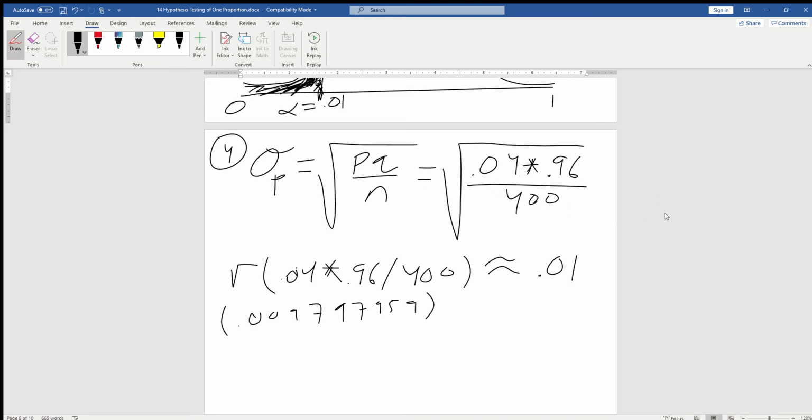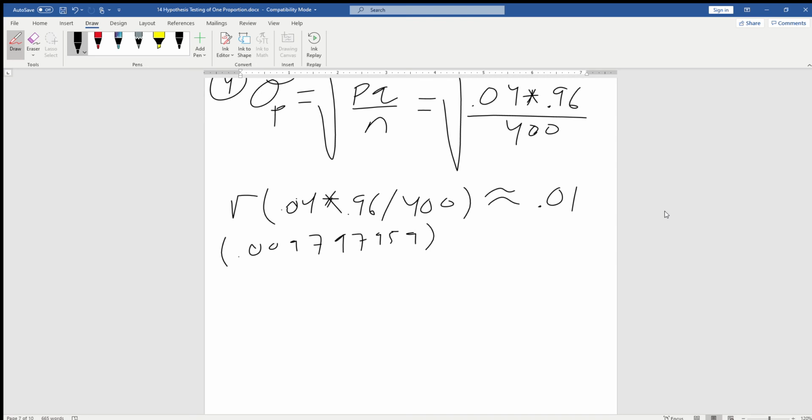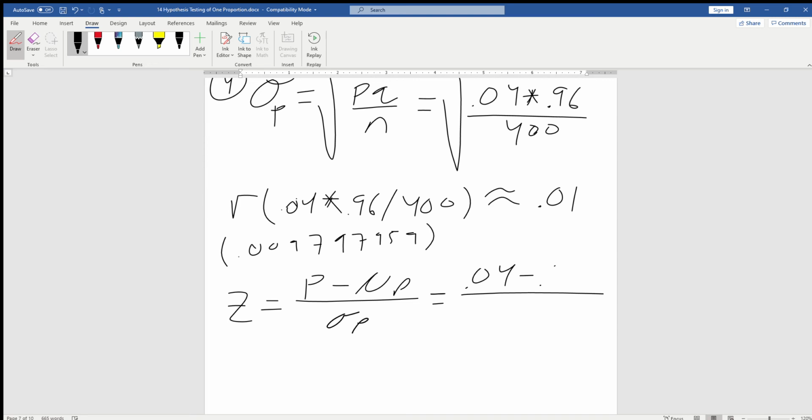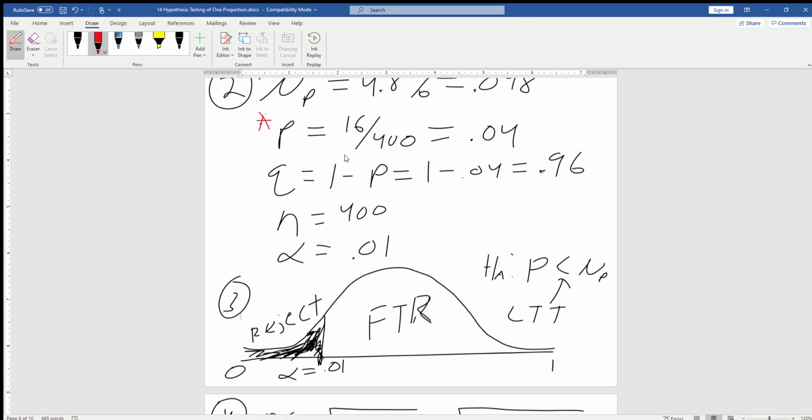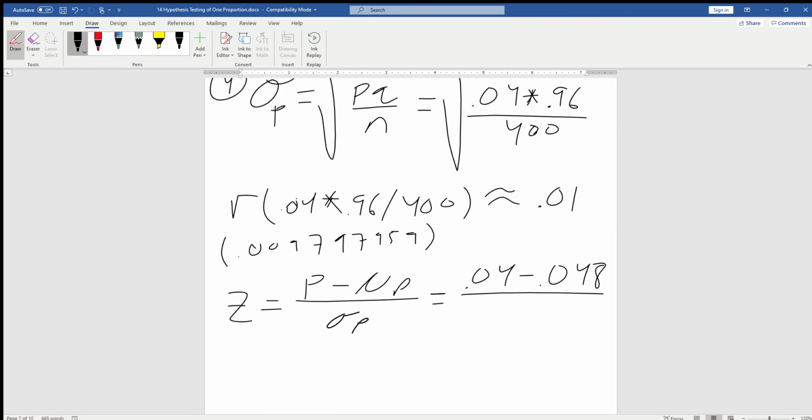Once we have that, now we can find the z-score. Z is p minus mu sub p divided by sigma sub p. We know that p is 0.04. We know that mu sub p is 0.048. I'm getting these numbers all the way back from the beginning of the problem. So I have 0.04 minus 0.048, and then we're going to divide by the standard deviation that we just got, 0.01.